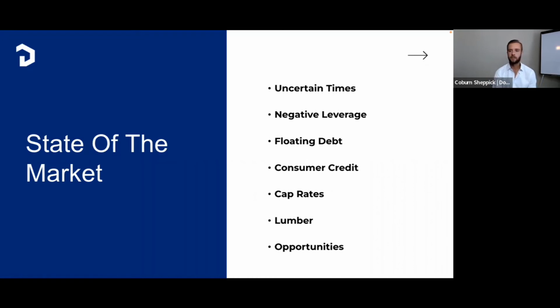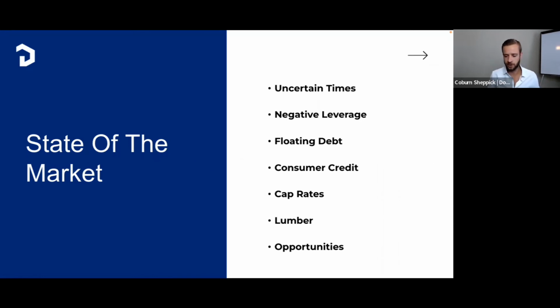Obviously, uncertain times for sure. So a few of the topics that I want to cover here, just to dive right into it. So negative leverage, if you're not familiar with the term, is a red flag for distress. Okay, and so floating debt, for example, that gets affected when rising rates occur, can create negative leverage.